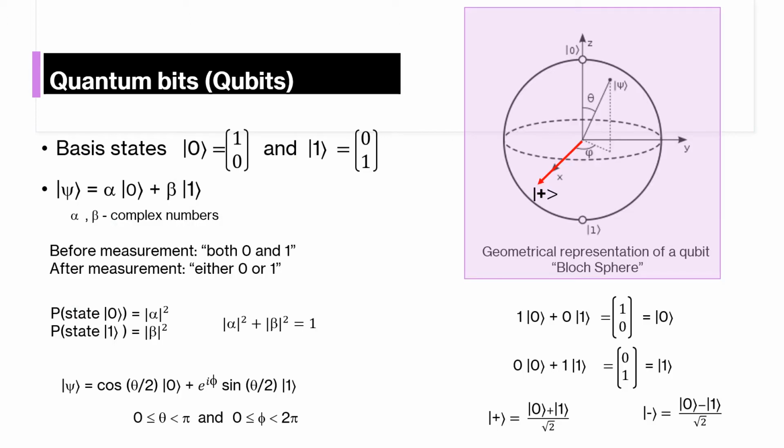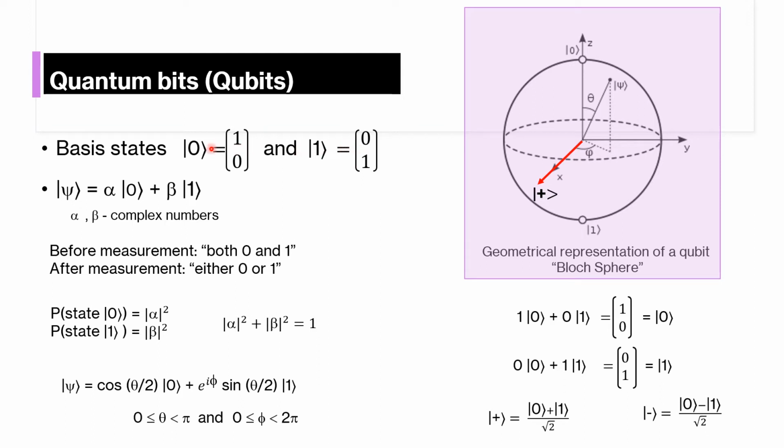Let's introduce some notations to distinguish quantum states from classical states. A qubit has two basis states, ket 0 and ket 1. This is the Dirac notation, which is the standard notation for states in quantum mechanics. We can represent this ket 0 state as vector (1, 0) and ket 1 state as vector (0, 1).